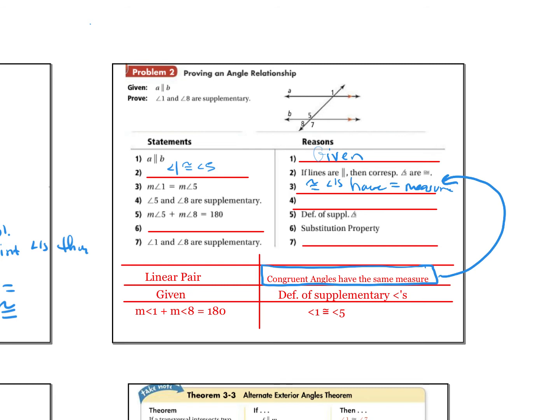Okay, 5 and 8 are supplementary. Reason. Good. Definition of supplementary allows us to add them together to set equal to 180. Then by substitution, we're going to get the measure of angle 1, not 5, plus the measure of 8 equals 180. Now 1 and 8 are supplementary by?